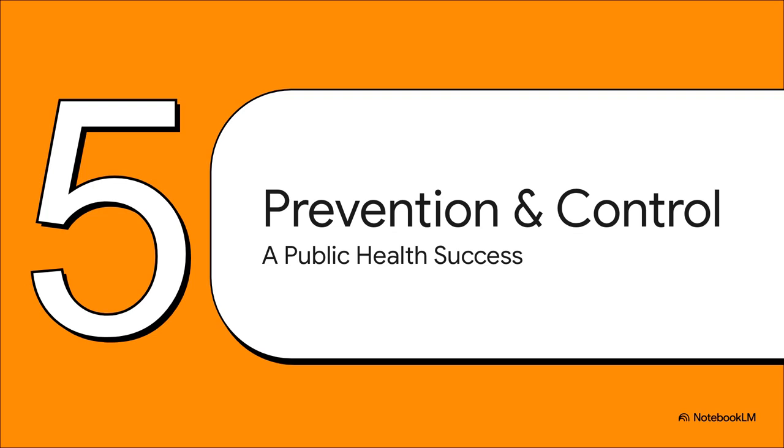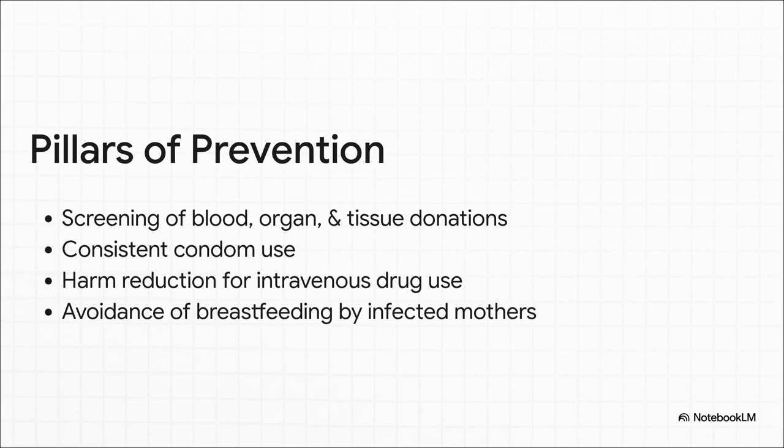So for our final section, let's look at the public health strategies that have been a genuine success story here in the Netherlands. Globally, the prevention playbook is pretty straightforward, and it works. It all comes down to interrupting the three main ways this virus gets around: parenteral, sexual, and vertical. So that means robust screening of blood and organs, promoting condom use for sexual transmission, and of course, advising infected mothers to avoid breastfeeding to prevent passing it to their children.